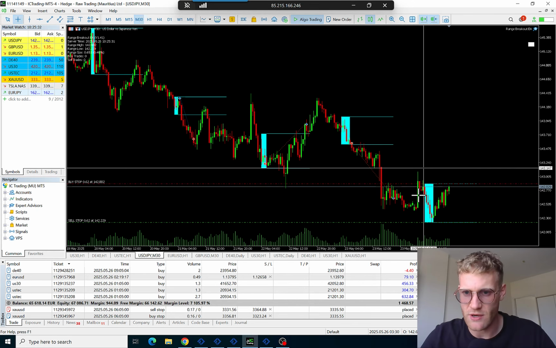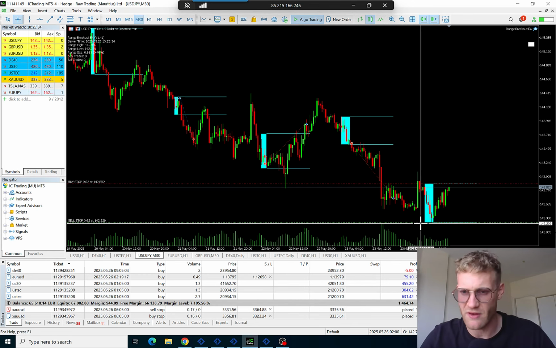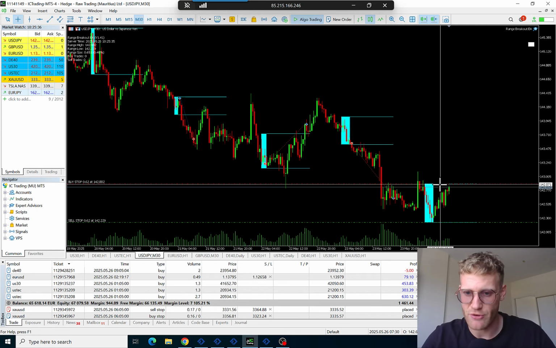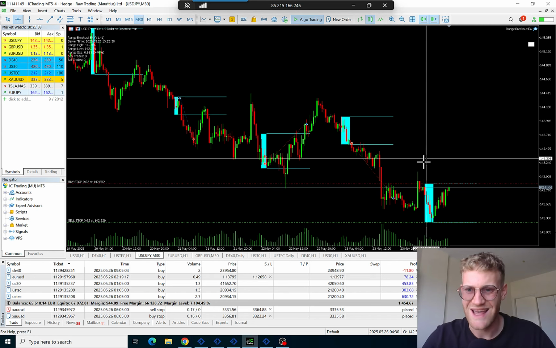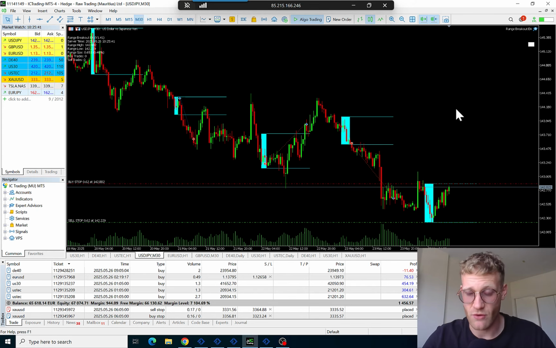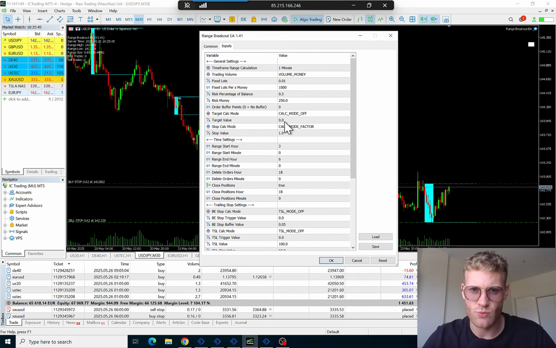So you can see here we currently have 2 pending orders, a sell stop at the lower side and a buy stop at the upper side of the range. The stop loss for both of these orders, or rather the trades when executed, is at the other side of the range. So this is what the calculation factor, the stop loss factor of 1, means here.